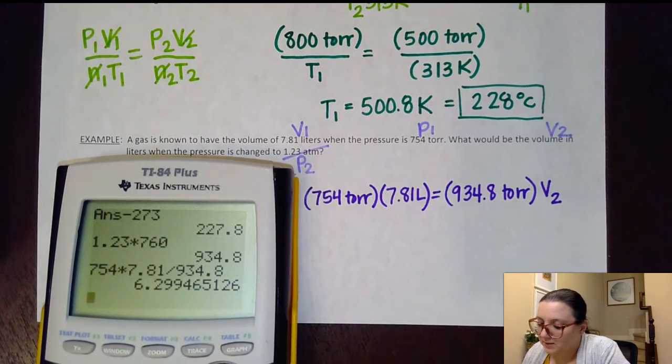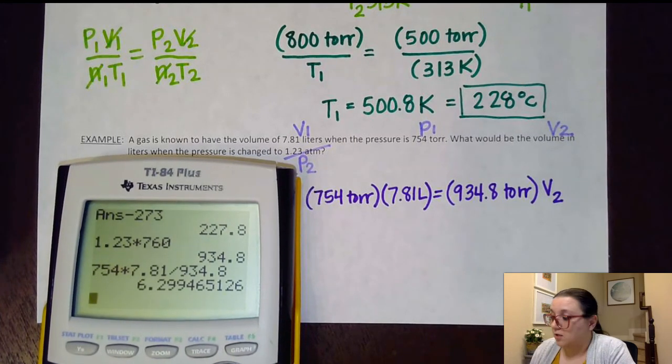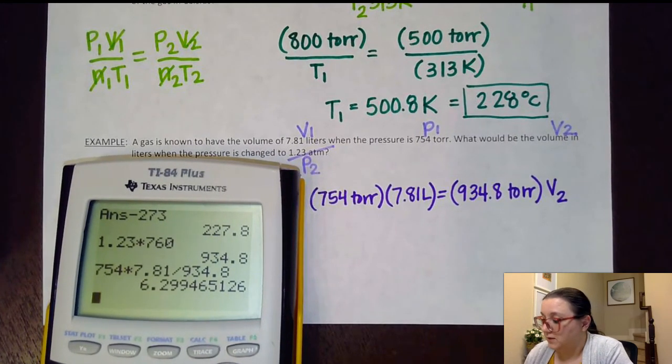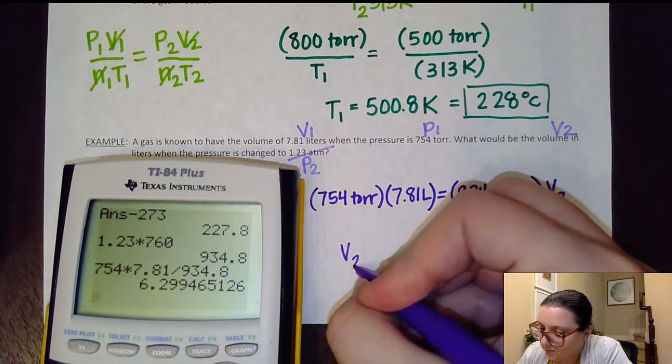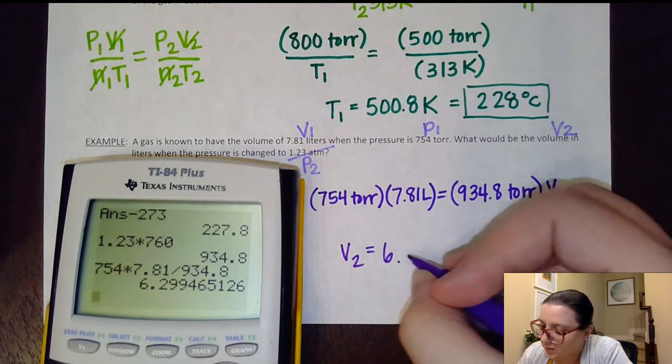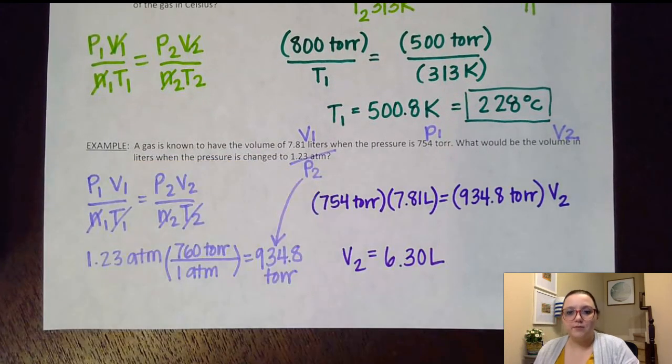And when I get this lovely answer here, I'm going to go ahead and round to 3 sig figs, because all of my original numbers have 3 sig figs. And so I'm going to round this V2 to 6.30 liters for what I'm solving for.